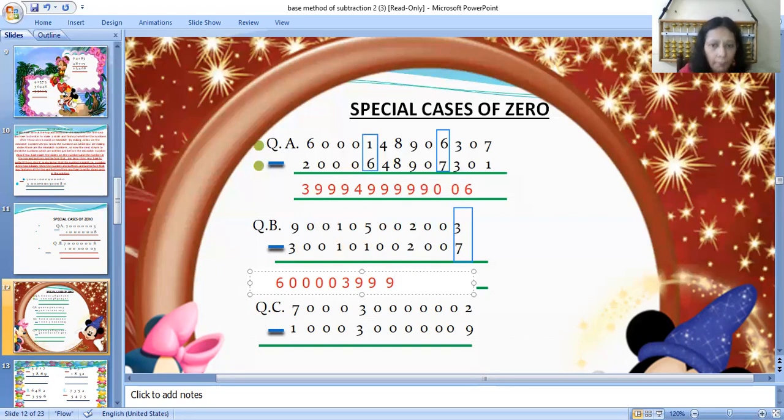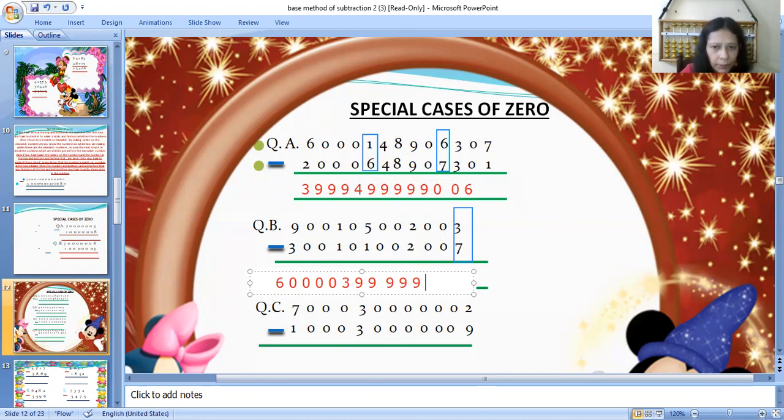Why? Because this is a mismatch before. So in all these parts you will write 9. 2 minus 2, you will write here 9. Okay, this I have told you in A part also. Again 0 minus 0, you will write here 9. Again 0 minus 0, you will write here 9.